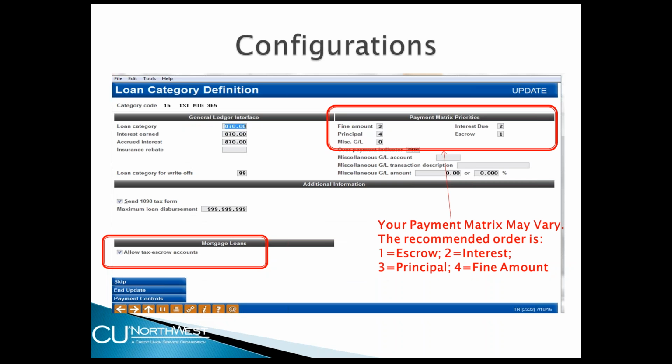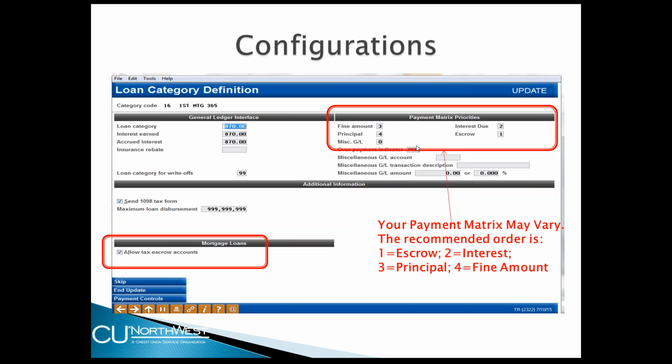Once you get inside the configuration, you're going to press enter to go to the second screen. You're going to check this box right down here at the bottom that says to allow tax escrow accounts. This box only appears for the process types of M for mortgages or L for open-end lines of credit. You're also going to want to make sure to set your escrow field up here in the payment matrix in the upper right-hand corner.